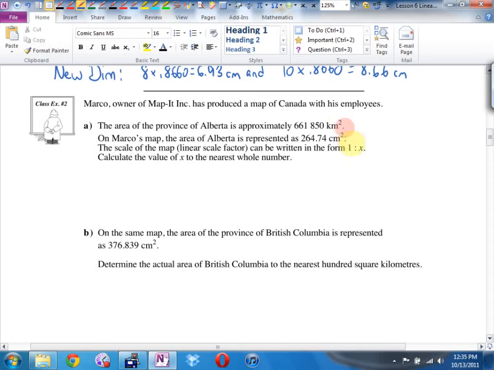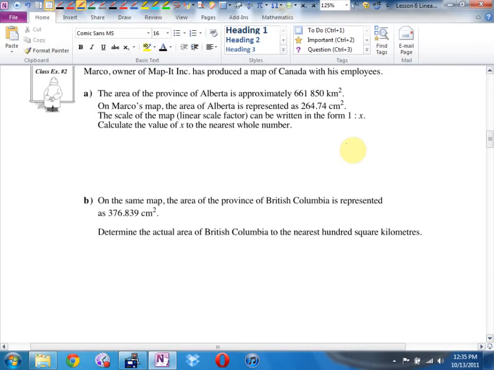So, in real life, Alberta is this. The linear scale, on Marco's map, the area is that. The linear scale factor can be written in the form of 1 to x. Calculate the value of x. Okay.